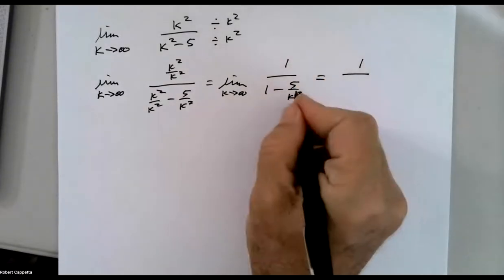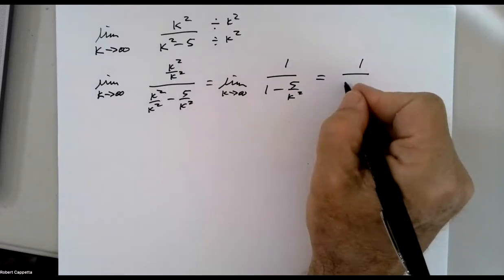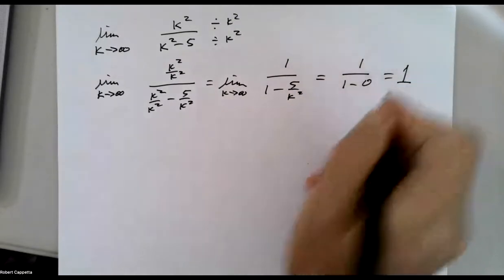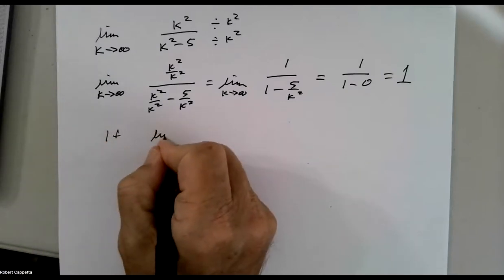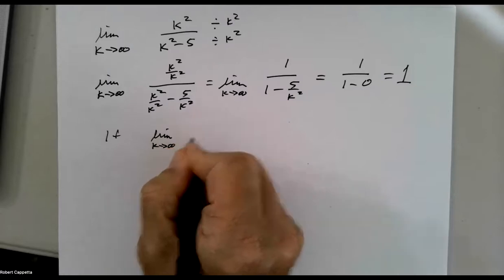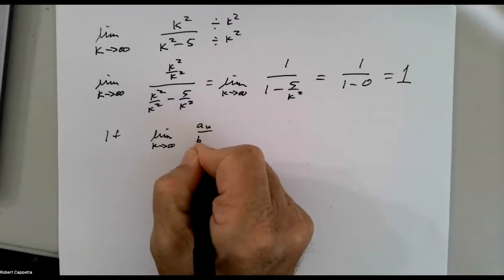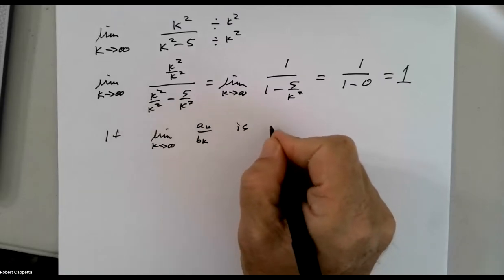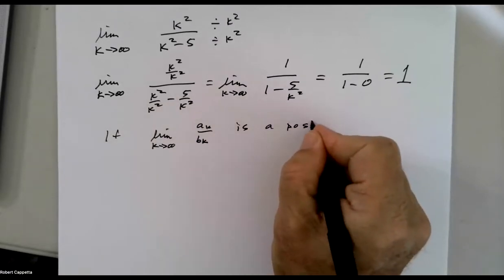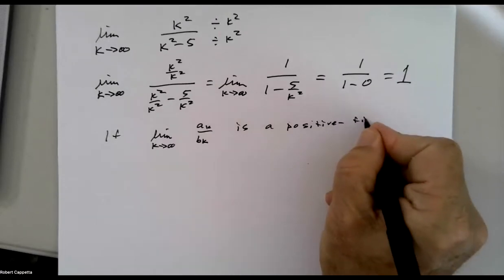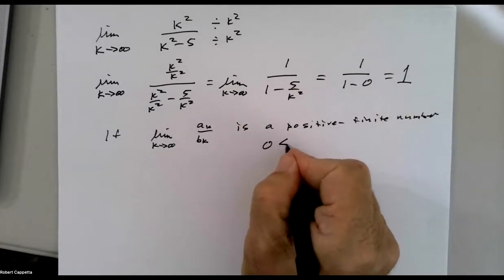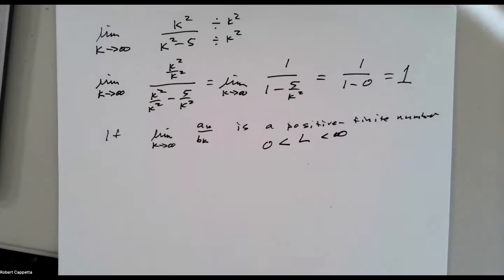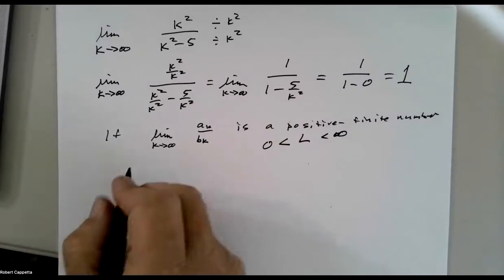The top goes to 1 as the bottom goes to 1 minus 5 over a large number, 1 over 1 minus 0, which equals 1. Now that's good news, because 1 is a positive finite number. So here's our goal. If the limit as k goes to infinity of a sub k over b sub k is a positive finite number, so what does that mean? Make sure we're clear on our notation. It means it's bigger than 0, so 0 is less than the limit, which is less than infinity. If that occurs, then the limit comparison test applies.